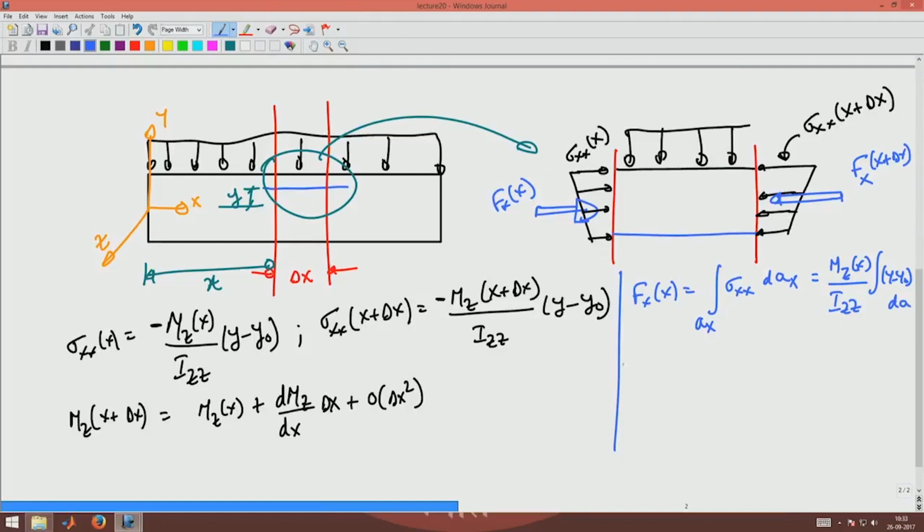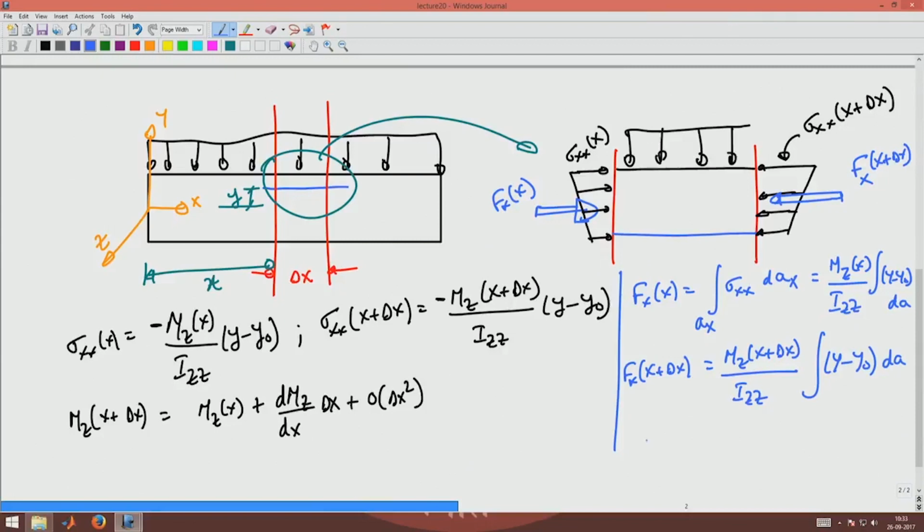Similarly, f x at x plus delta x would be mz at x plus delta x. This is a function of x, independent of dA x, which is integration with respect to y and z. So this will be Izz integral y minus y naught dA. That will be f of x plus delta x.